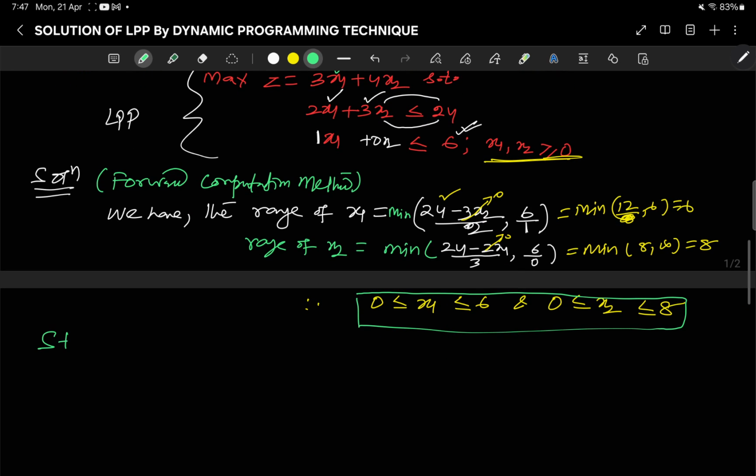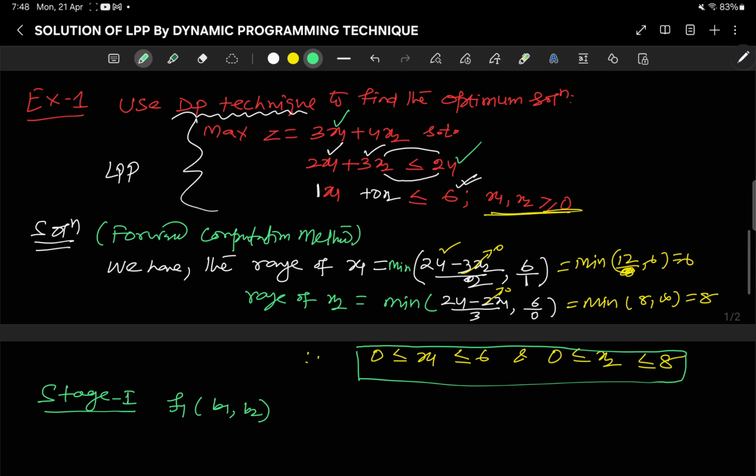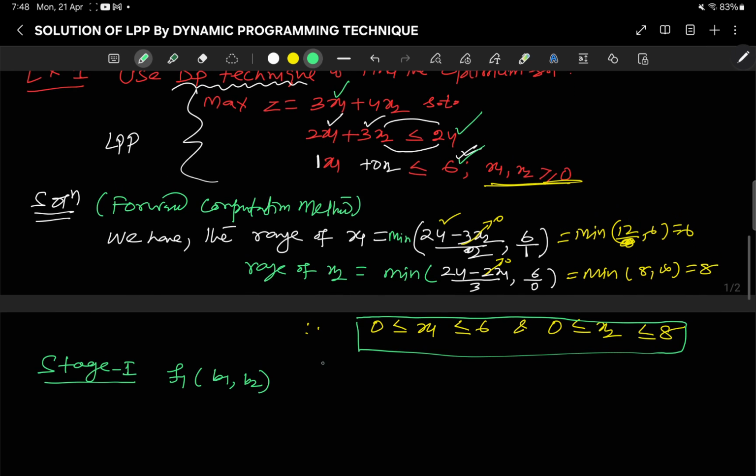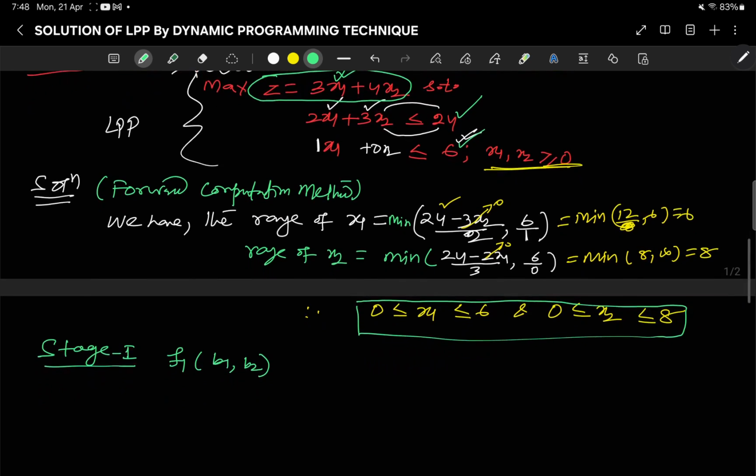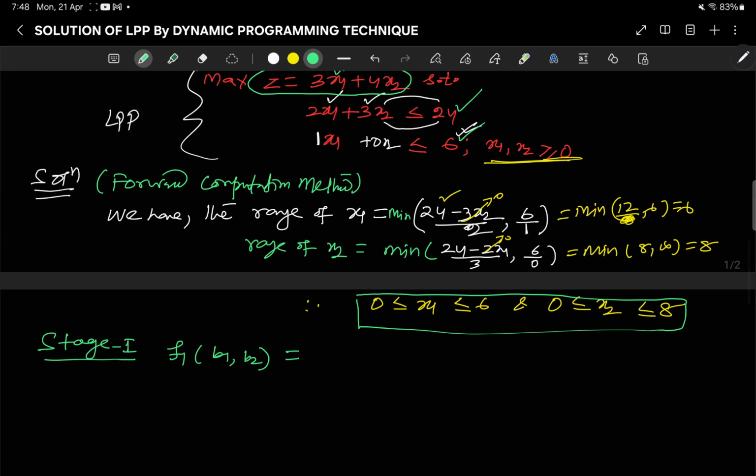Now come to stage 1. Here it is forward computation, so we start from f1(b1, b2). Here b1, b2 means two allocations; if there are more than two constraints, accordingly we can take b1, b2, b3. These are the resources. We have to maximize this. At the beginning we take x1 as the state variable. It is the maximization of 3x1, so this equals 3 times the maximization of x1. Suppose the maximized value is 3x1 star.